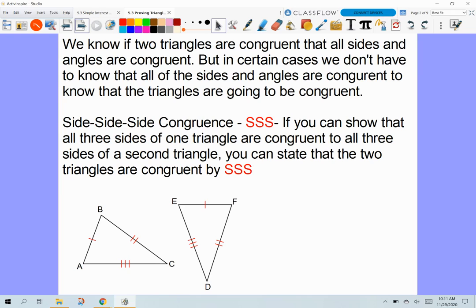Okay, I'm going to give you a pair of triangles. It's going to have some sides and angles marked, and you have to decide if that's enough information to say yes, they're congruent, or no, either they're not congruent or you don't have enough information.